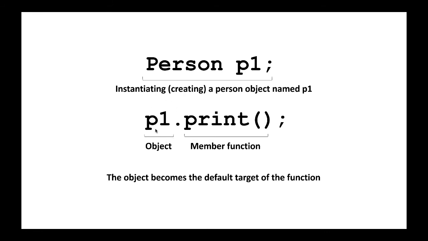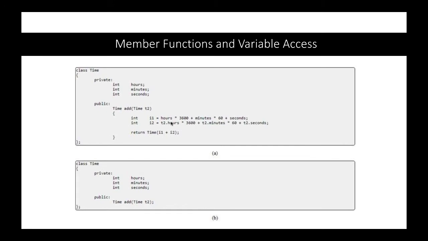This object's data is what this print function would use, and it would reference the class variables only by their names, because it's implied that those variables belong to that p1 object. So in this situation, these hours and this minute, since they're not tied to anything with a dot operator, we know that they are tied to the implicit argument that's being used when it's called.